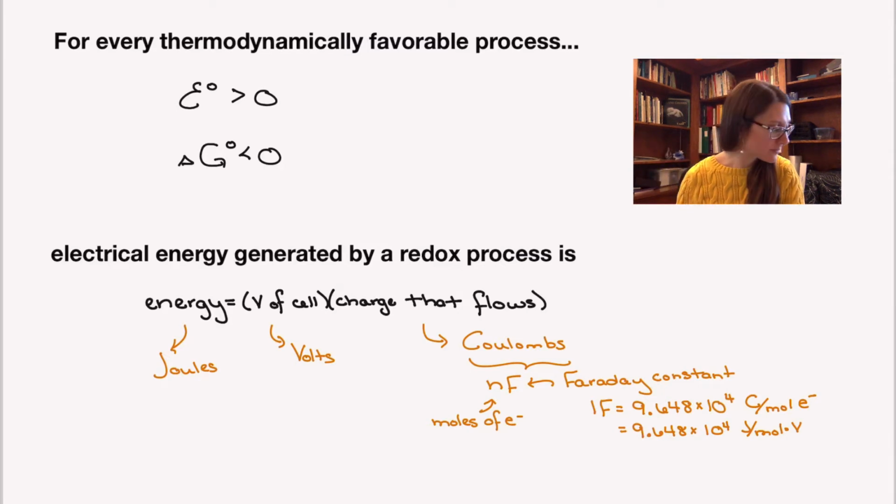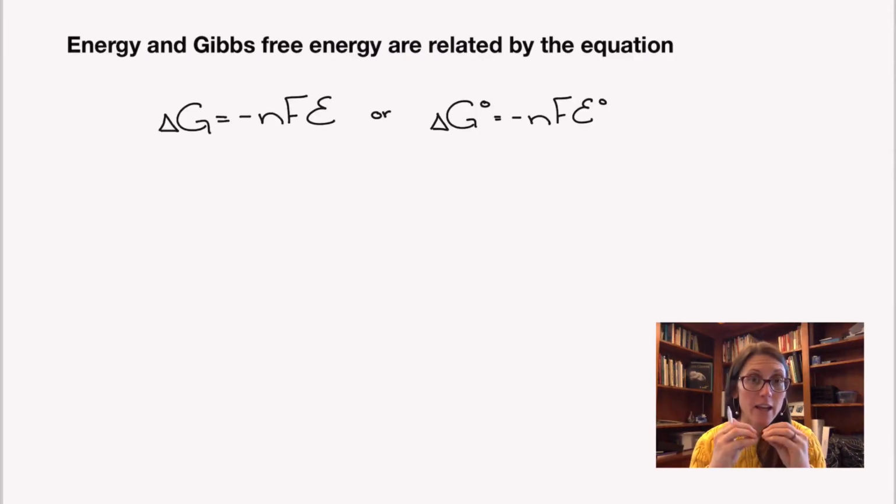So, very handy. The equation that connects Gibbs free energy, which is a measure of doing useful work, is delta G is equal to minus nFE, or if you're under standard conditions, delta G naught equals minus nFE naught. You'll notice that they have opposite signs. If delta G is negative, because of the negative sign in the minus nFE part, E is going to be positive. That is consistent with our previous observations and something you need to remember. For a spontaneous or thermodynamically favorable process, delta G will be negative, E will be positive.